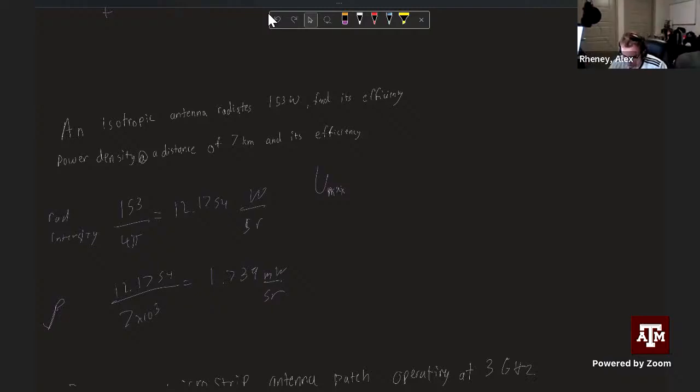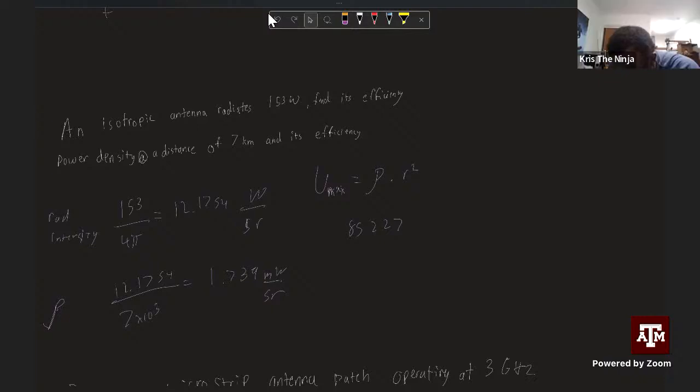Yes. That gives us 85,227. Seems large, but I think given our numbers, that's right. And then the directivity in decibels.